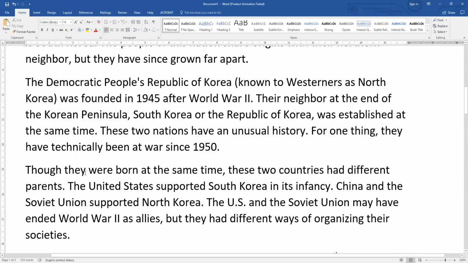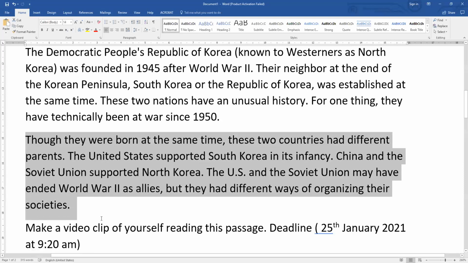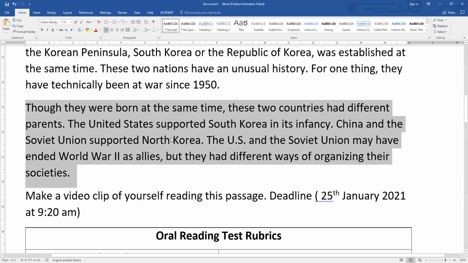Though they were born at the same time, these two countries had different parents. The United States supported South Korea in its infancy. China and Soviet Union supported North Korea. The US and the Soviet Union may have ended World War II as allies, but they had different ways of organizing their societies.